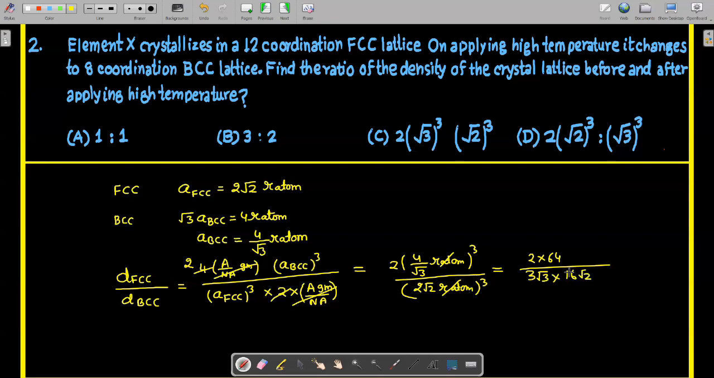So if I further simplify, this will be 4 times. So that is equal to 8 upon 3 root 3 into root 2. Or you can further simplify, this is 4 root 2 upon 3 root 3, right? So in this way we can say that this ratio should be 2 times root 2 whole cube upon root 3 whole cube, right? So from here we are getting that the answer is D.